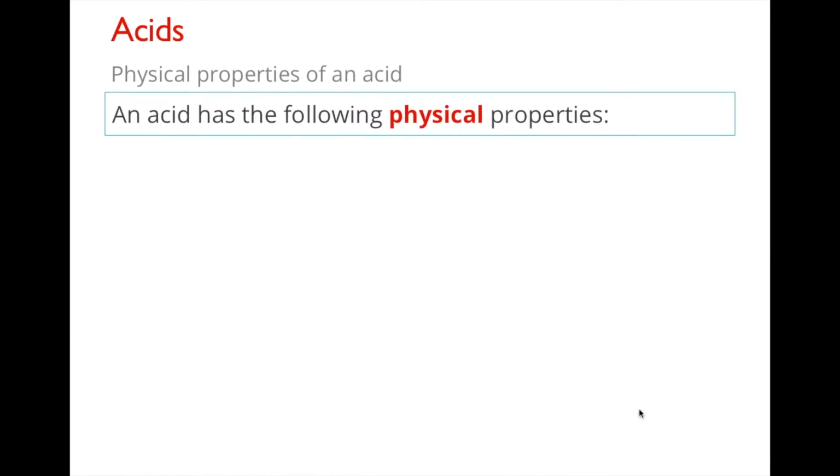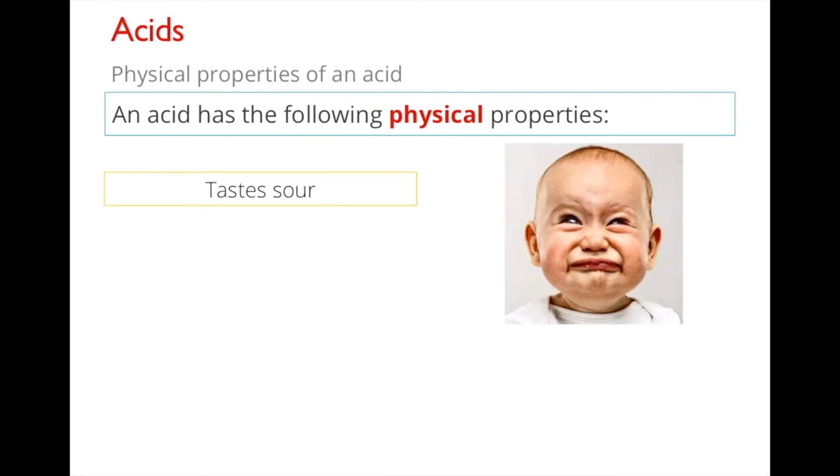Now an acid has the following physical properties. First, it tastes sour. To help you remember, you can think of lemon, lime, vinegar. They all taste sour. But you don't have to drink the HCl in the lab to prove that it tastes sour. And its pH is less than 7. pH is a measure of the concentration of hydrogen ions. When pH equals 7, the solution is neutral. An example of a neutral solution would be pure water. That will be pH 7.